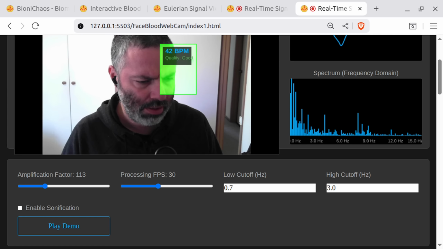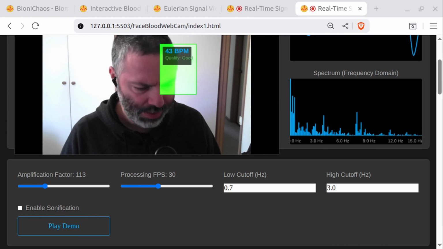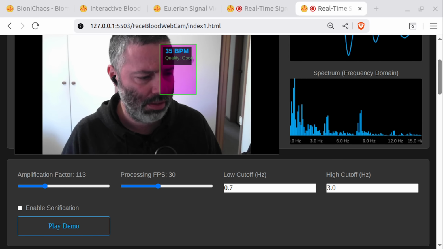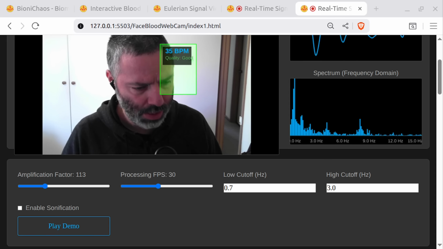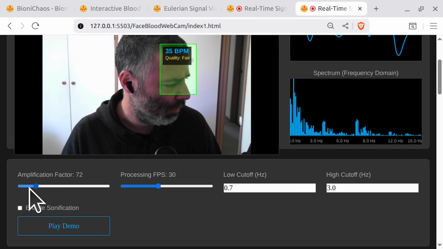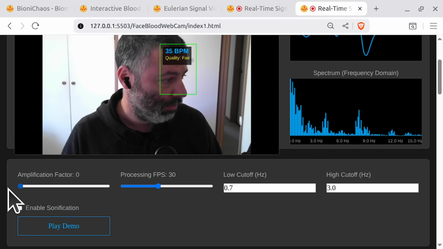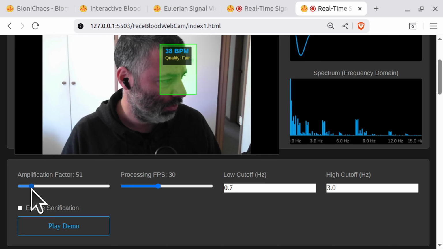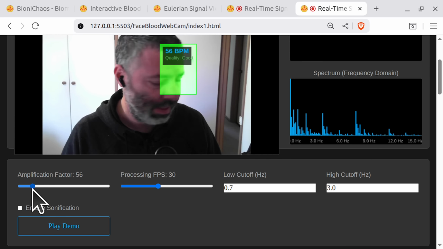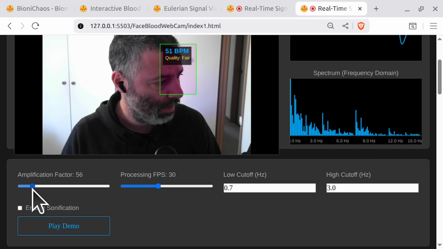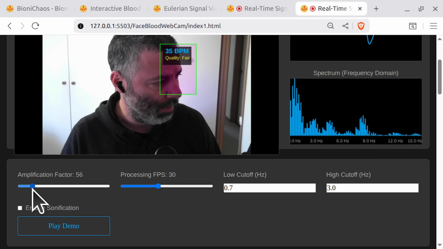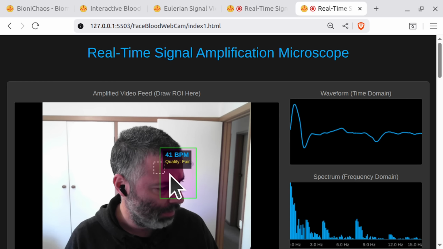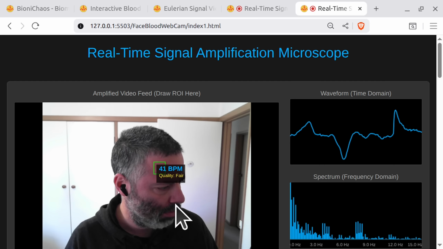Also, we need to then look at the amplification factor. I think it's too high at the moment. Currently it's going all the way from 0 to 400. Yes, a certain number will supposedly indicate the blood rushing. We keep it 56, make it small.